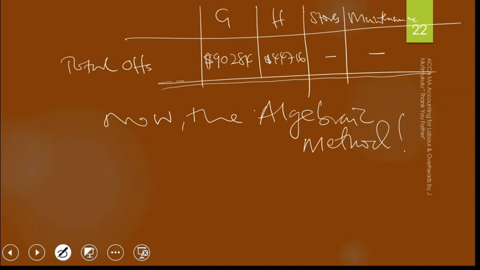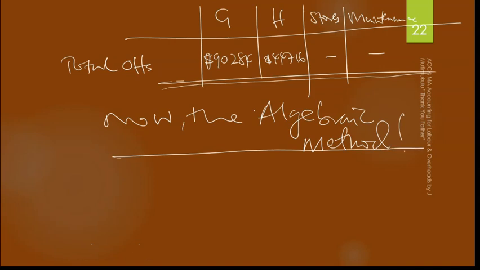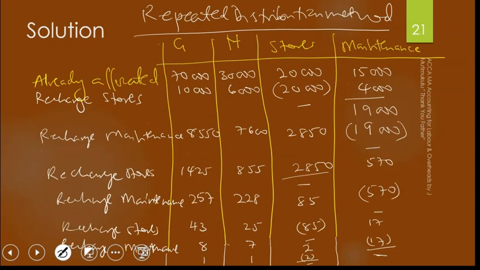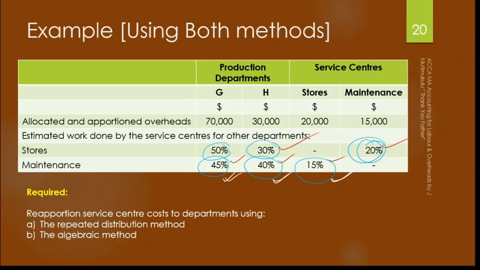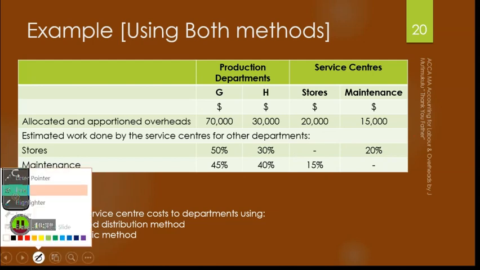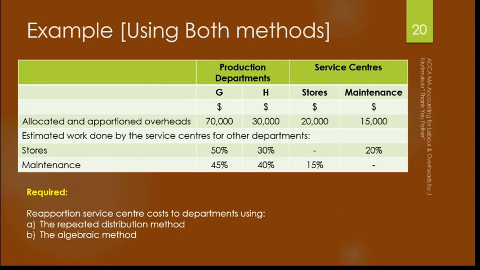Okay, do I have enough space here? For the algebraic method, I think I must squeeze the space there because we need to move. Now for the algebraic part of it, let me try to erase some of these things because they might end up confusing us.